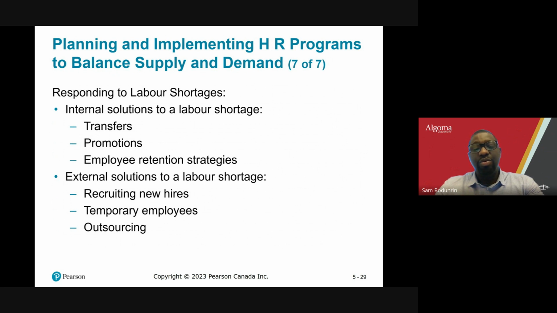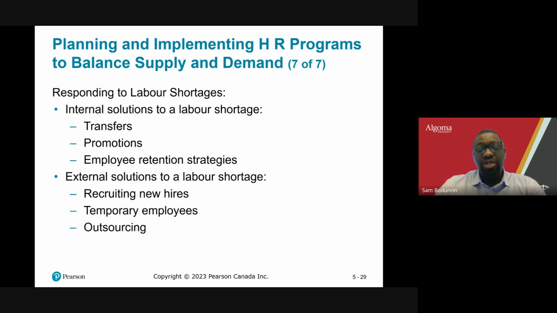Transfer people. You can also use employee retention strategies so that people don't leave, or are not discouraged from staying in the organization. You can also use external solutions, such as hiring more employees. You can use temporary employees. You can also outsource your hiring needs so that outsourcing agencies can help you meet your demands so that there won't be shortages.